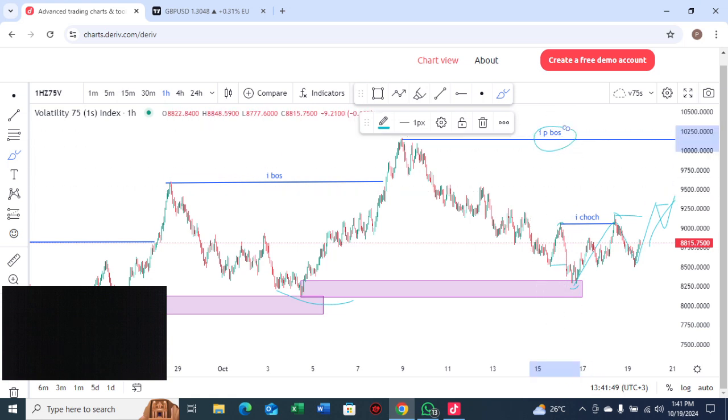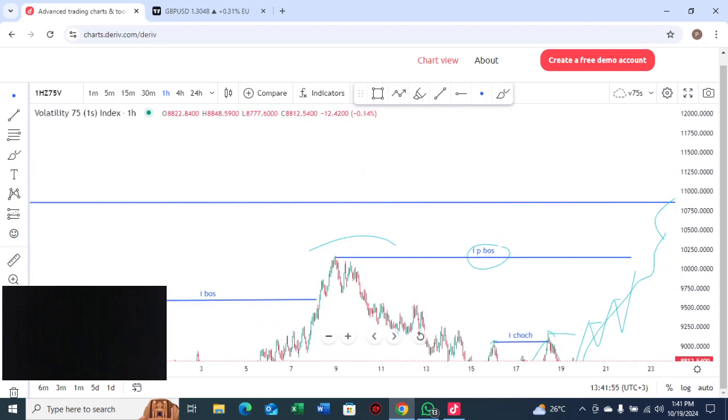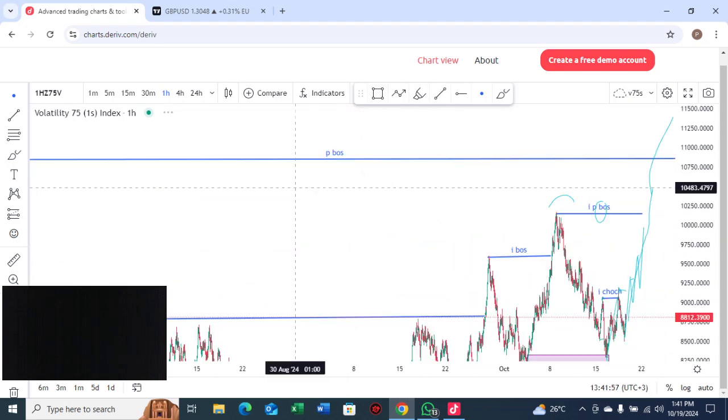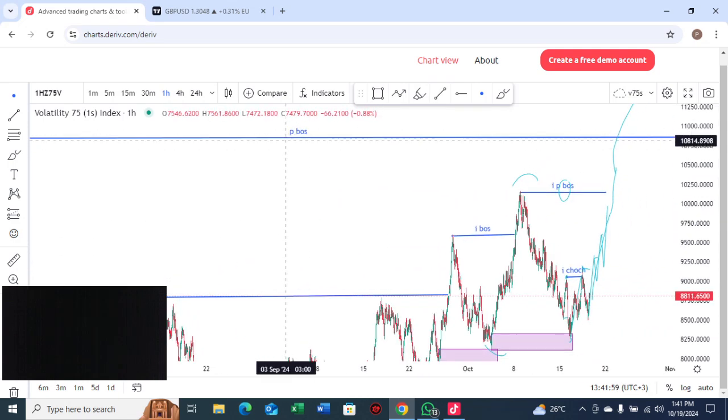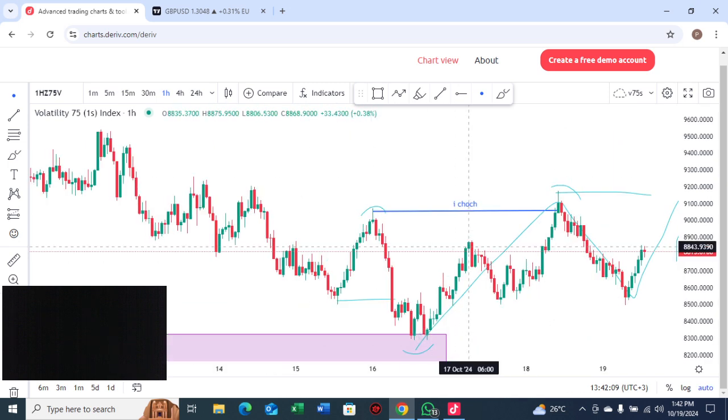Then after that, we have what? We have a possible external break of structure. So this is the whole structure, how it looks. Our main goal or our long-term target is to take out this one, but we will cross the bridge when we reach there. We need to work with this internal break of structure.